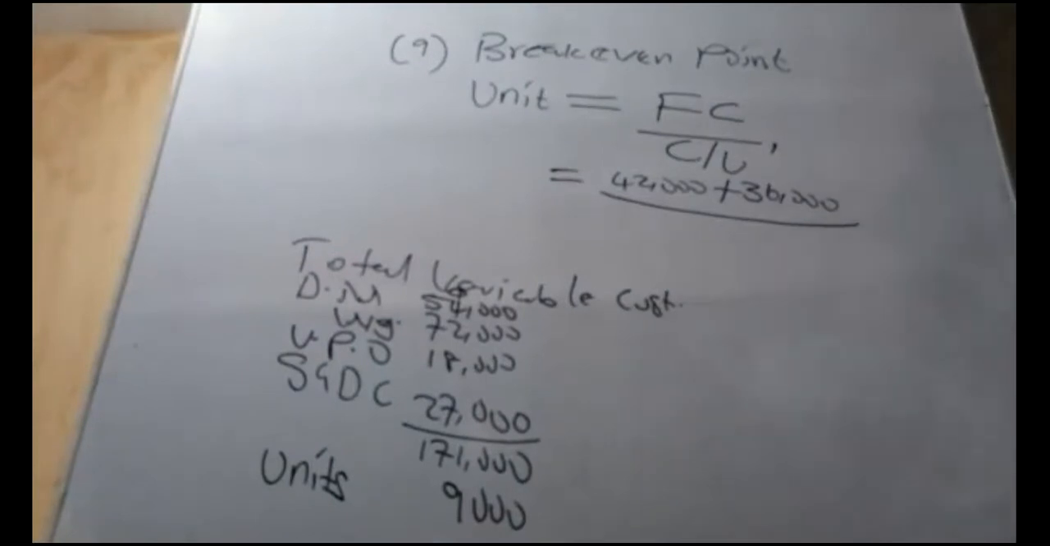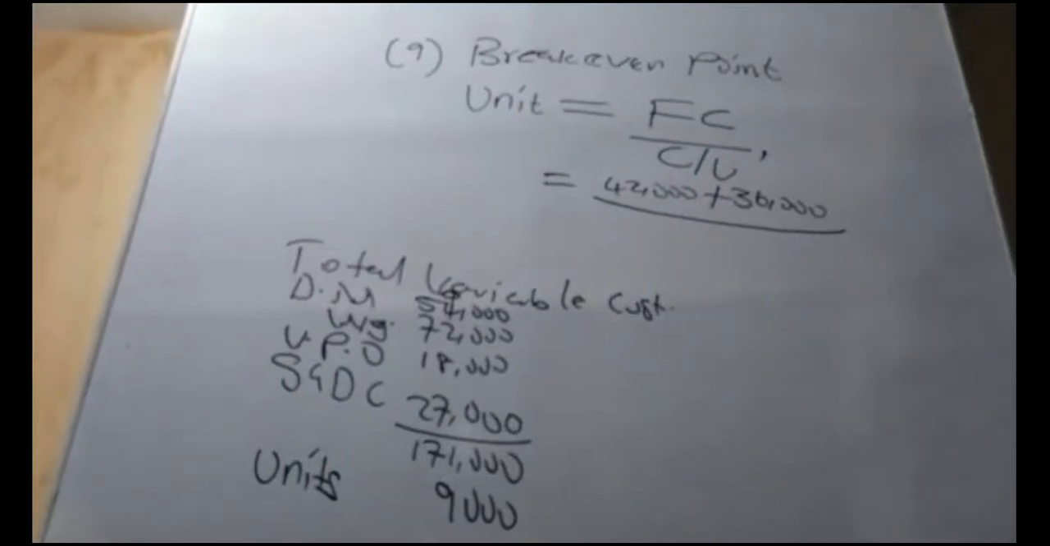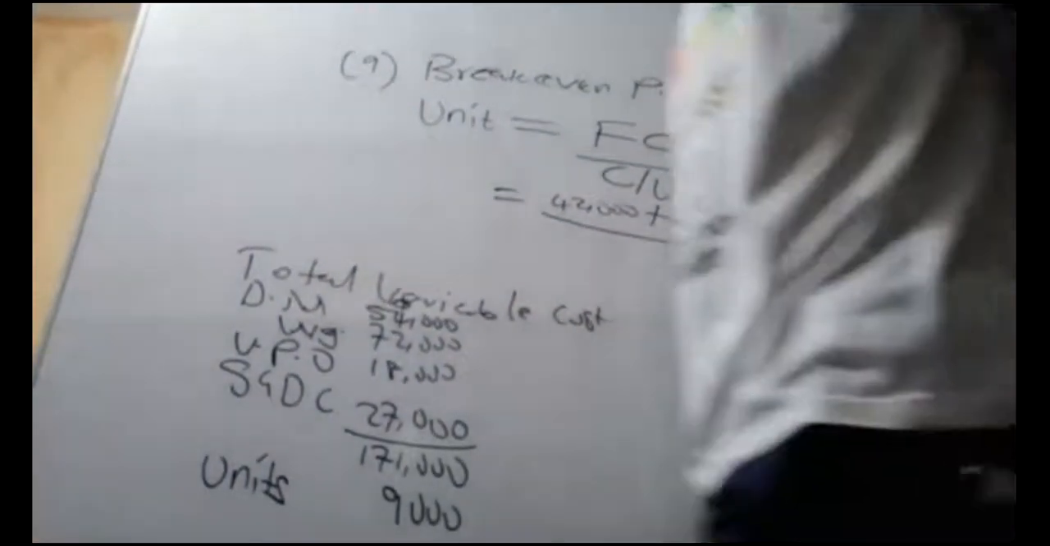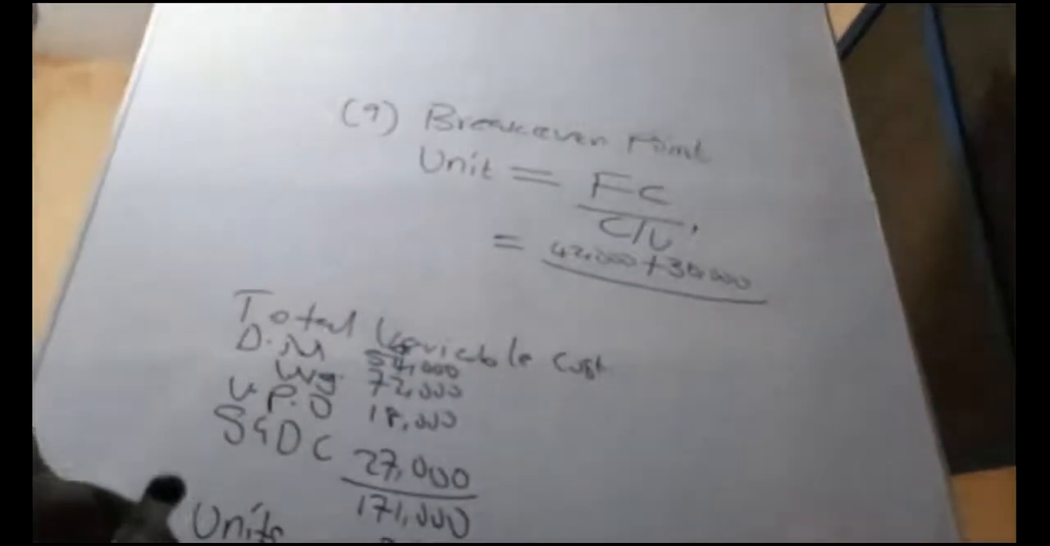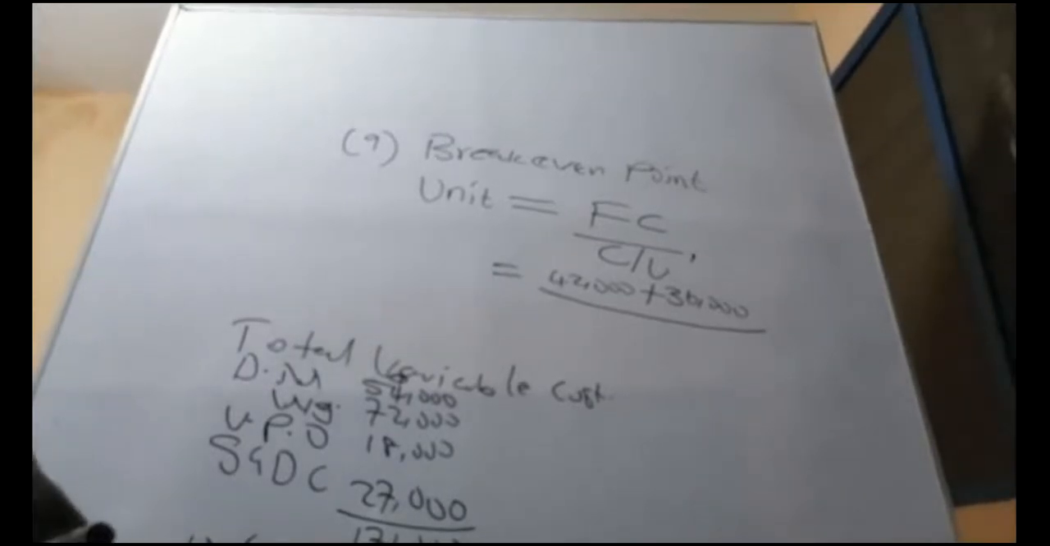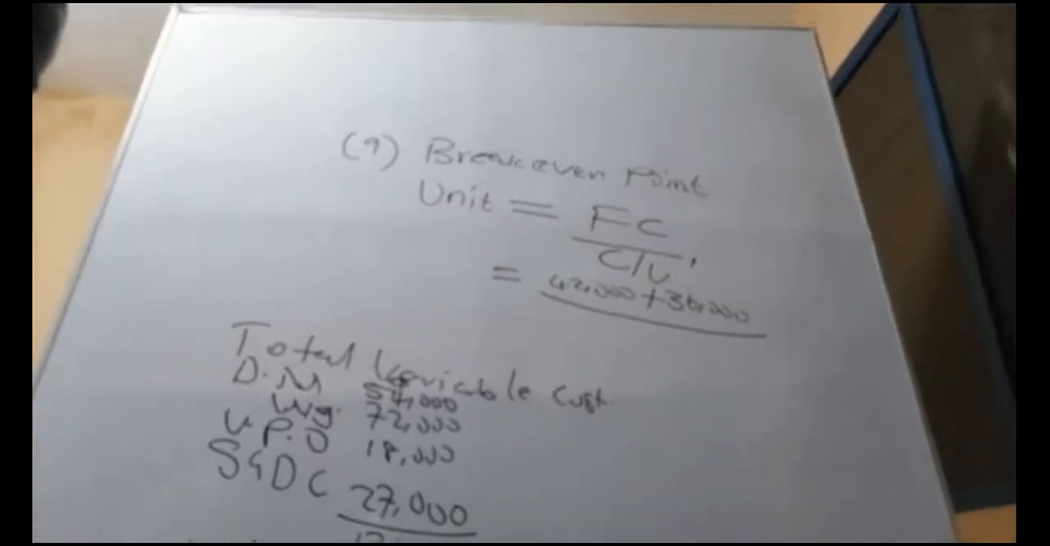Please, the unit is 9,000, right? What's the variable cost per unit? Please, what is the variable cost per unit? I've lost the connection. 19. Everybody should get the answer. So the variable cost will be 19. That's the variable cost per unit.